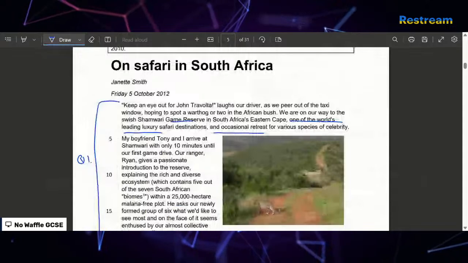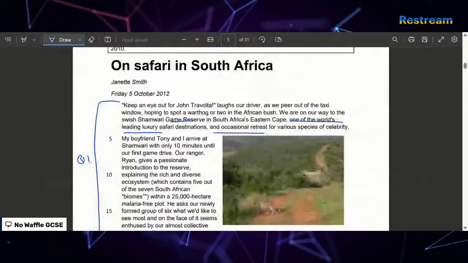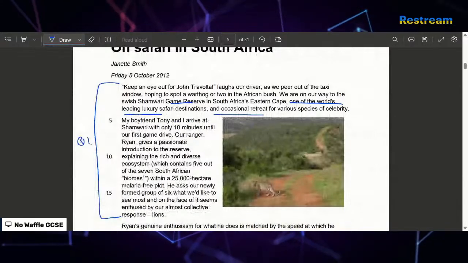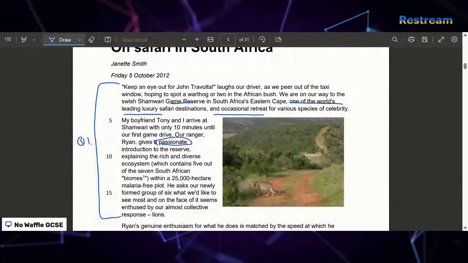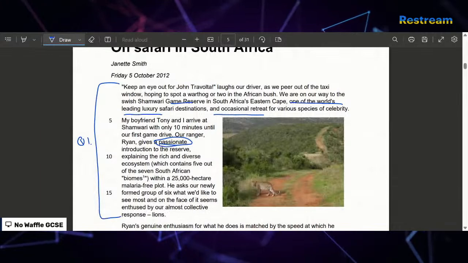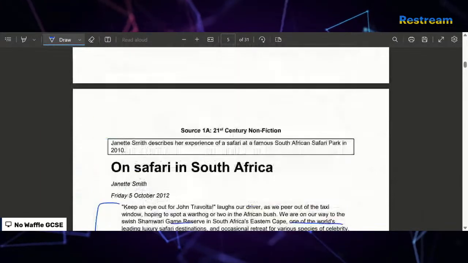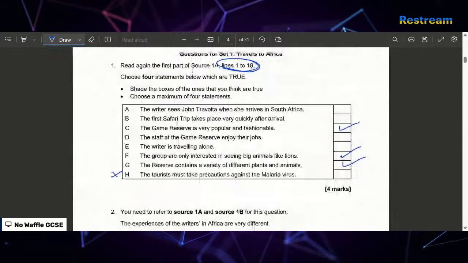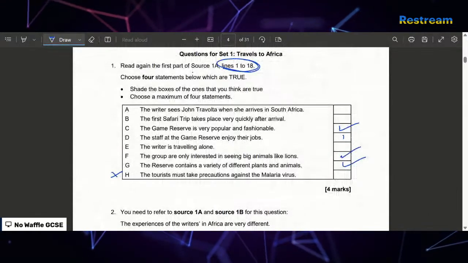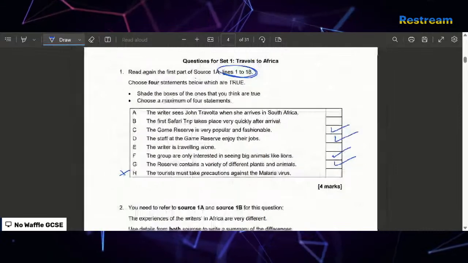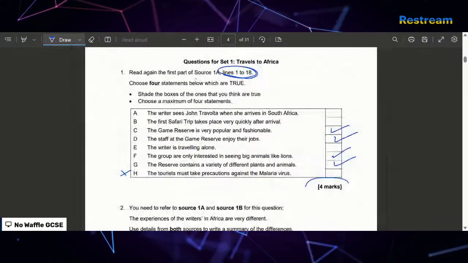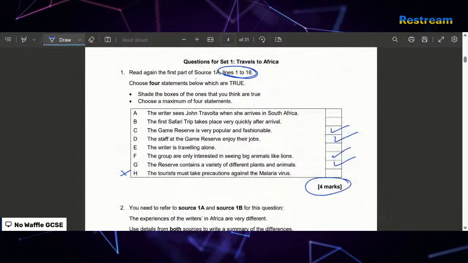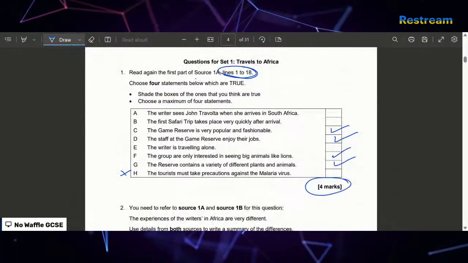Now, they arrive 10 minutes until their first game drive. Our ranger Ryan gives a passionate introduction to the reserve, explaining. Now, by this word passionate, it suggests that he is passionate and the worker does enjoy his job. So we can definitely mark the one that says the staff at the game reserve enjoy their jobs. And that is the 4 points. And that's 4 marks. Now, in terms of timing, do not spend any more than 4 minutes on this. As you can see, that did not take us 4 minutes, even though we were going through it together.